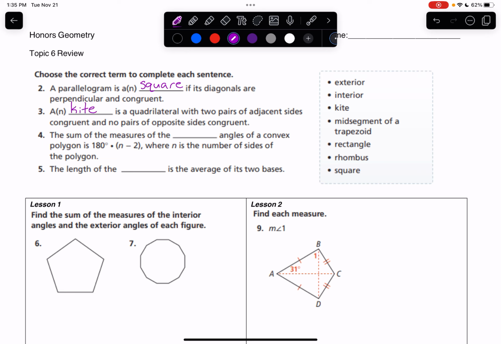The sum of the measures of the blank angles of a convex polygon, that would be the interior angles of a convex polygon, is that formula. And the length of the blank is the average of its 2 bases. That would be the mid-segment of a trapezoid. All right, let's keep going.